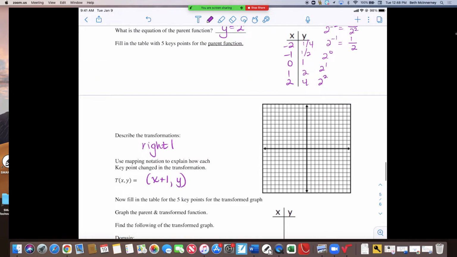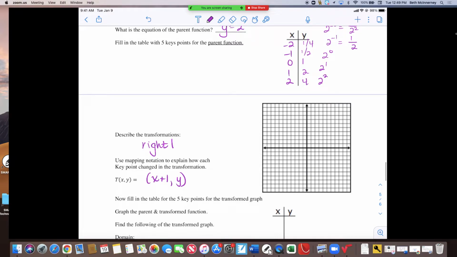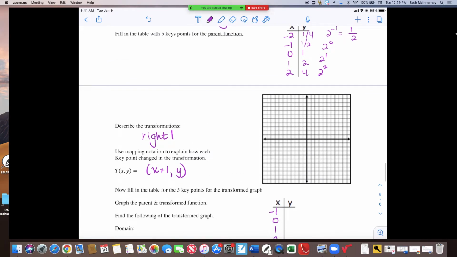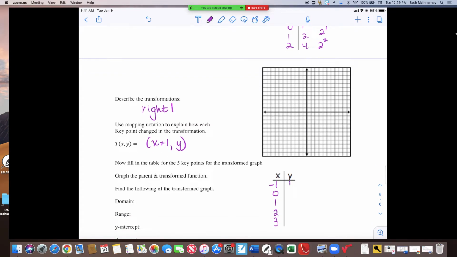So I'm going to look at my x values of the parent function. Okay, that's -2 to 2. And I'm going to add 1 to each of those x values. So if I do that, that's -1, 0, 1, 2, 3. Nothing happened to my y values. They stay the same.